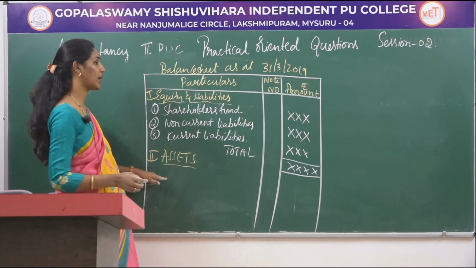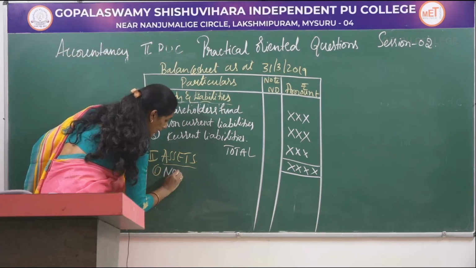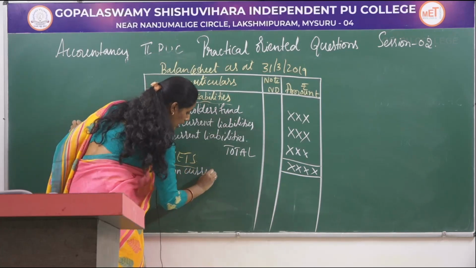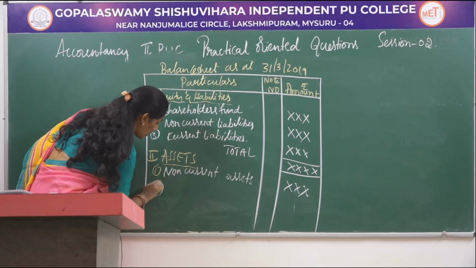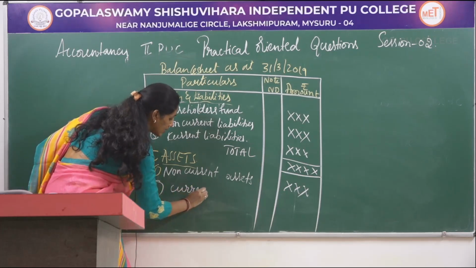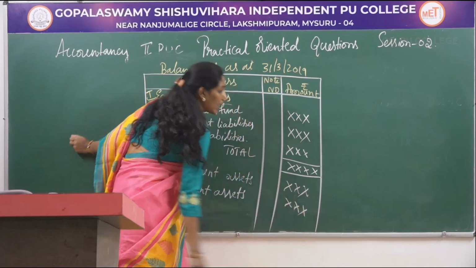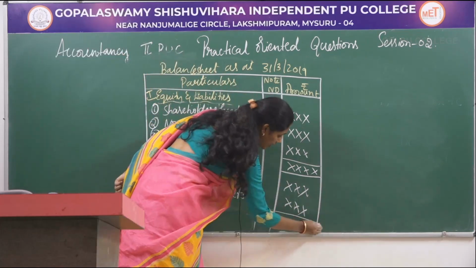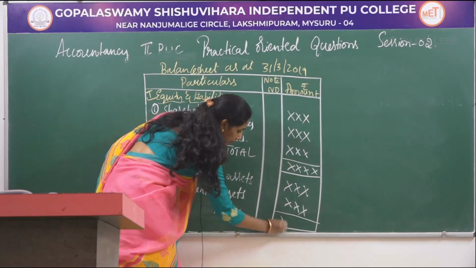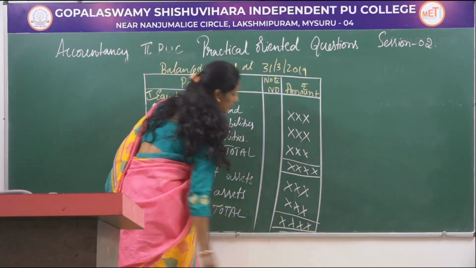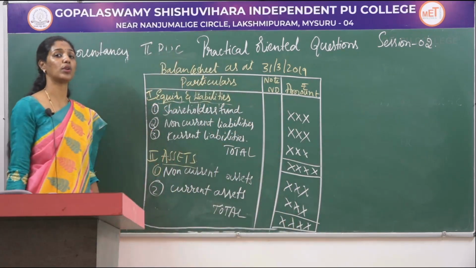Assets can be classified into 2 major heads. The first one is non-current assets, amount column XXX. The second one, current assets, in the amount column XXX. And after that write the total XXXX. So that's it. So this is for 5 marks in your practical oriented section.